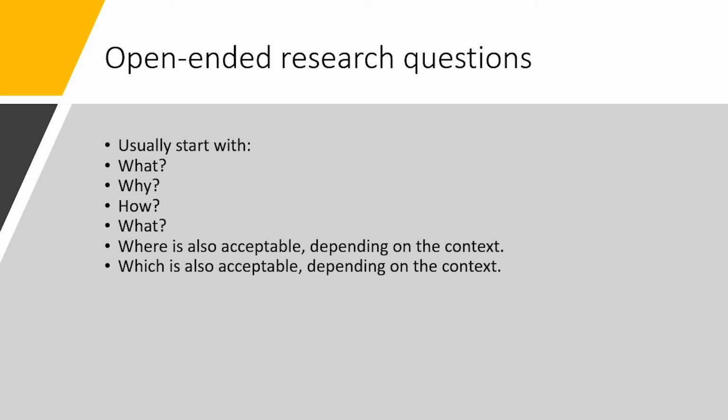So, open-ended research questions usually start with one of these words. What, why, how? And I see I have what written twice. That's fine. Where can also be acceptable depending on the context and your topic. Which can also be acceptable, also depending on the context. But what, how, and where usually mean that you're going to come up with an open-ended, workable question that you can then explore to arrive at an answer.